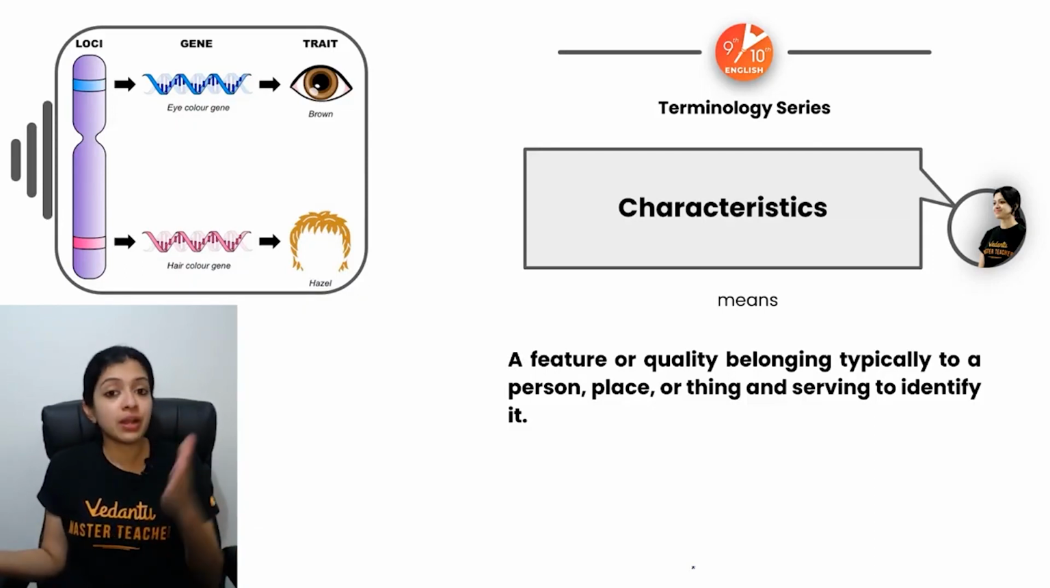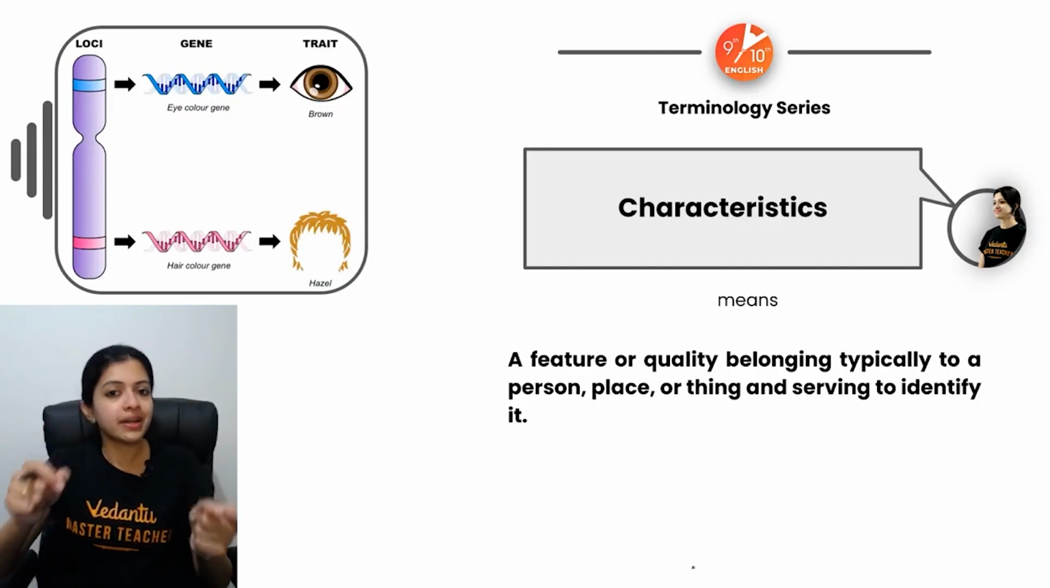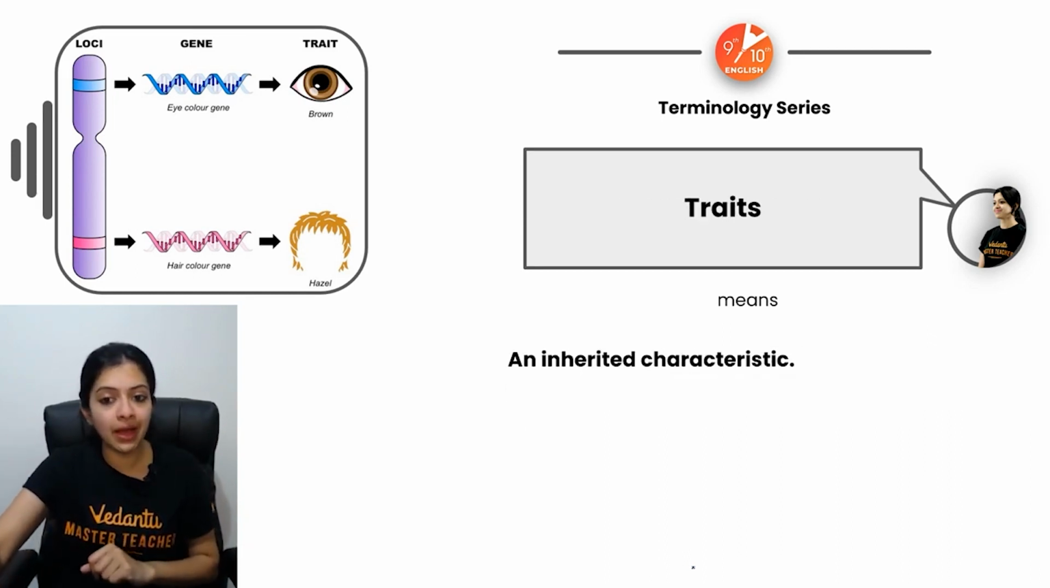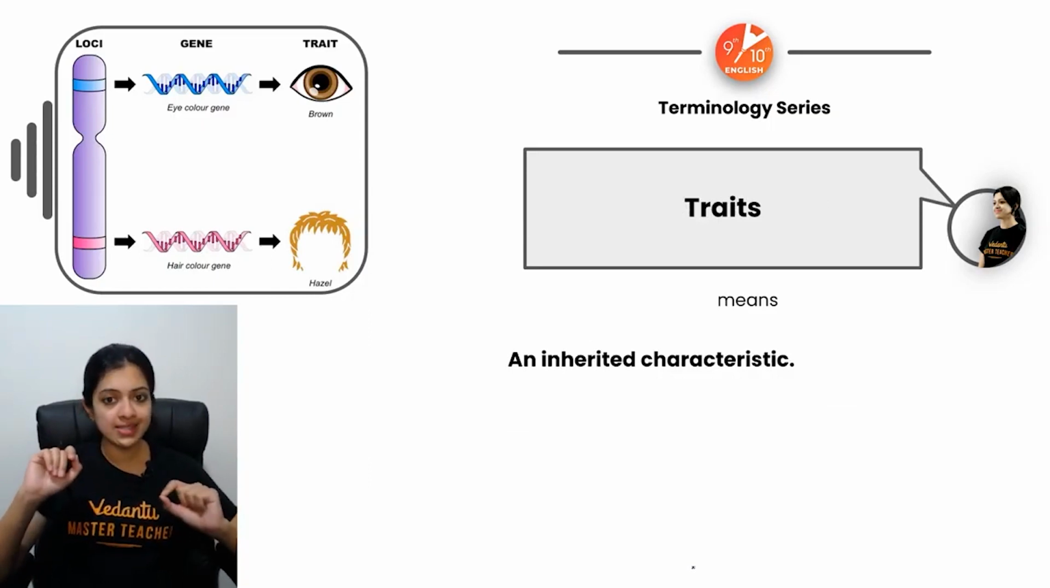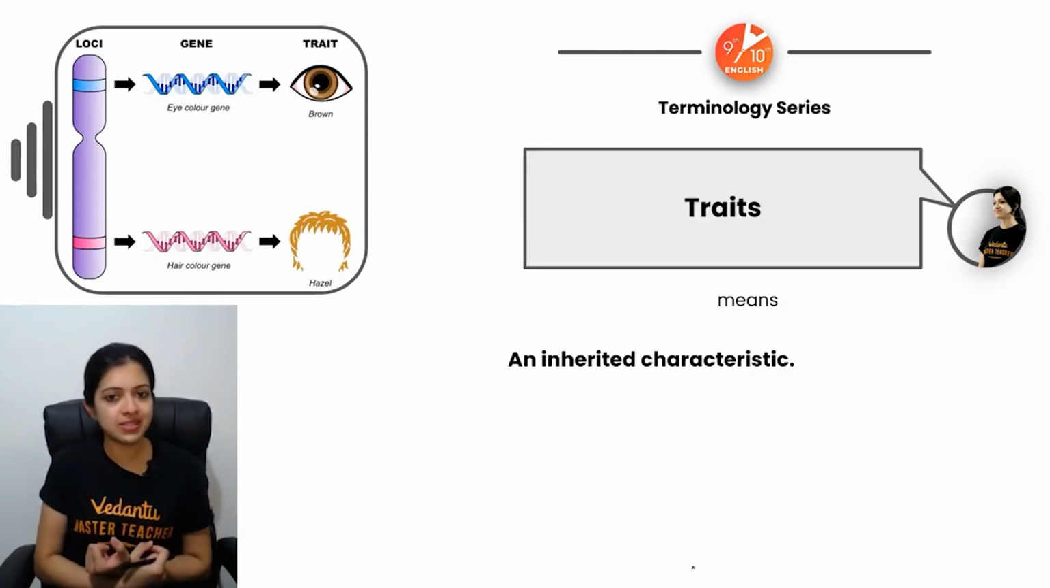So this would vary from species to species. Characteristics would be common to a particular species. Okay. Now, when you think about the term trait, this is a lot more specific because a trait can be described as a version of a characteristic feature.